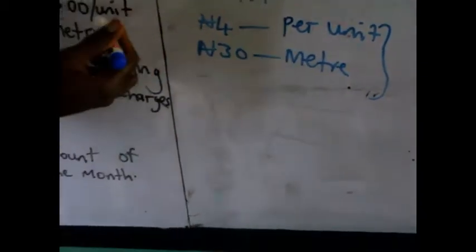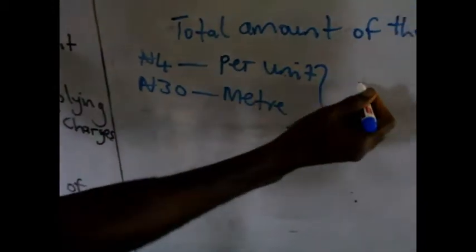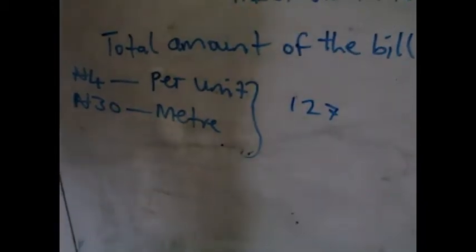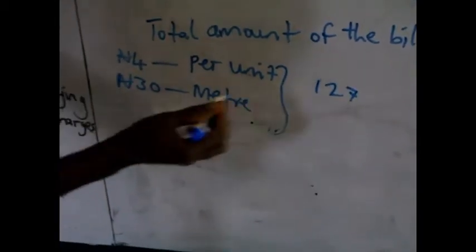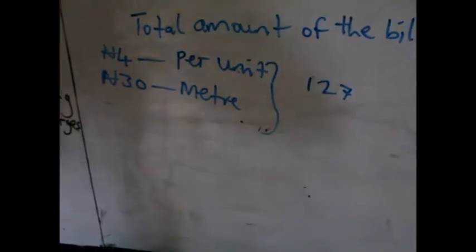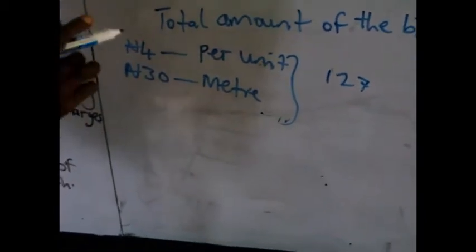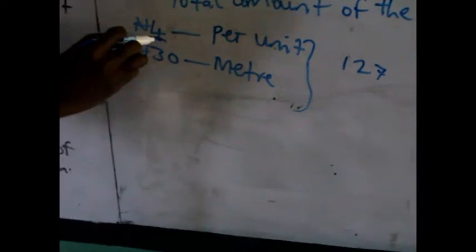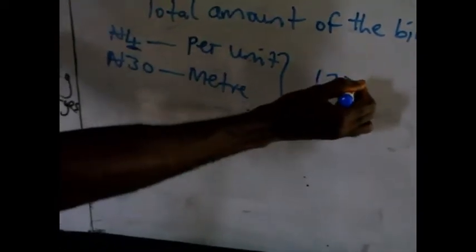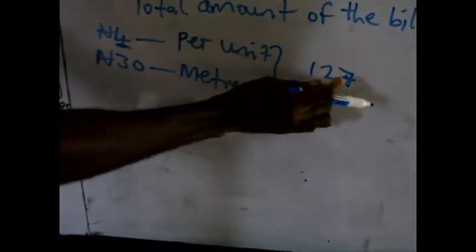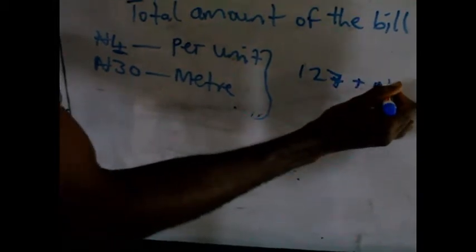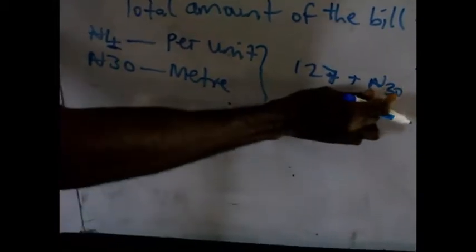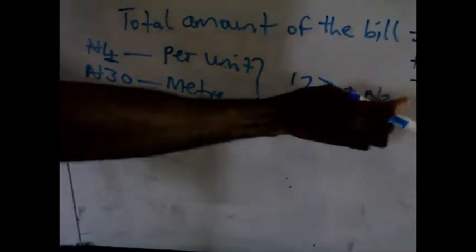So from our calculation, if you have used 127 units, you are going to multiply 4 naira by this, then you add the meter charges to have your total bill. I'll take that again. You are going to times 4 naira, that is their standard, by the unit used. The unit used from our exercise is 127. You times 4 by this, then you add 30 naira. And what is the 30 naira? The charge for using their meter.